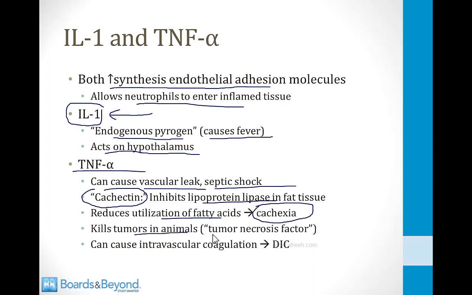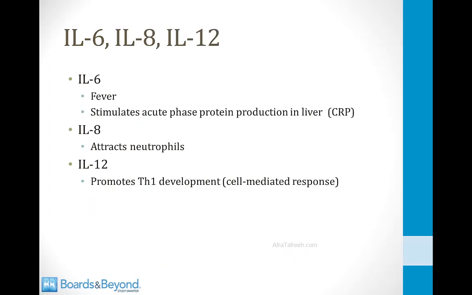That's where it gets its name, tumor necrosis factor. And the way it kills tumors in animals is by causing coagulation and thrombosis in the blood vessels that supply the tumor. Therefore, the tumor dies. And this can help you remember that it can also cause intravascular coagulation and DIC in patients who have severe infections. Other cytokines produced by macrophages include IL-6, IL-8, and IL-12.